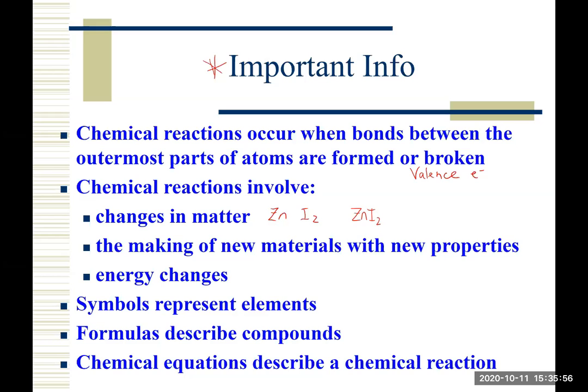The making of new materials with new properties is something you've already learned about. If we look at the zinc iodide reaction, the zinc was a solid, the iodine was a solid. When we formed the product zinc iodide, again, we evolved gas. And so we made a new substance that had properties that were different from the properties of the elements that it was originally formed from.